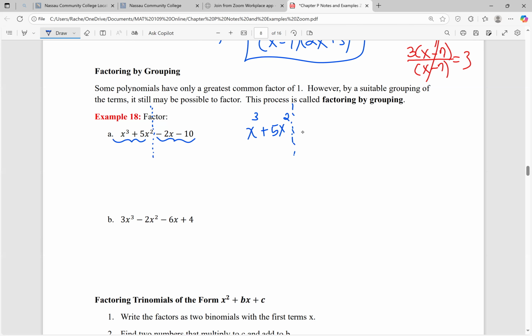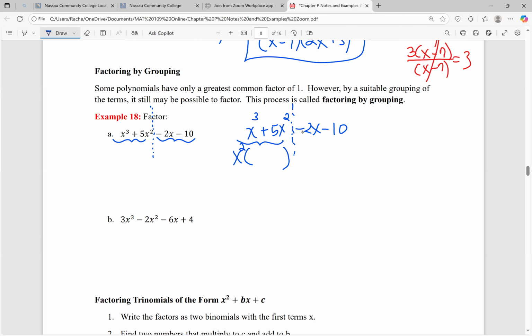So then we have a minus 2x minus 10. So just keep the appropriate sign with the third term. So that negative has to go along with the 2x. So let's look at the first group. I have an x to the third plus 5x squared. My common factor there, my greatest common factor is an x squared. So I'm going to factor this binomial here by factoring out an x squared.